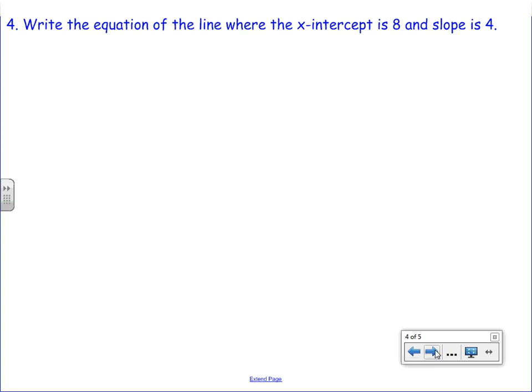All right, example 4. Write the equation of the line where the x-intercept is 8 and the slope is 4. So the nice thing about this one is that we're given our slope right away, so we know that m is 4. But that x-intercept of 8 can be a little bit tricky. What that's really giving us is an ordered pair, where the x-coordinate is 8 and the y-coordinate is 0, if you remember that about intercepts.